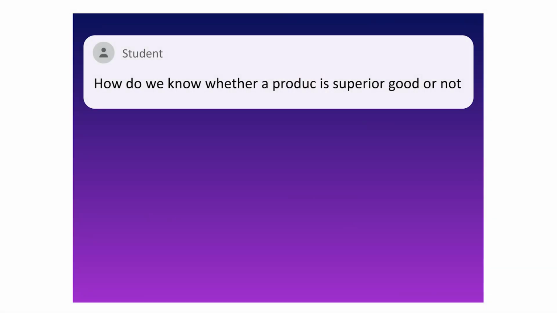So how do we know whether a product is a superior good or not? Wait, so I think we have an inferior good and a normal good. So I assume you're talking about a normal good. To really know whether a product is a normal good or an inferior good, you have to measure the income elasticity of demand. Actually, that's exactly why we have this chapter. To measure these elasticities, that's how you figure out if this is a normal good or inferior good.